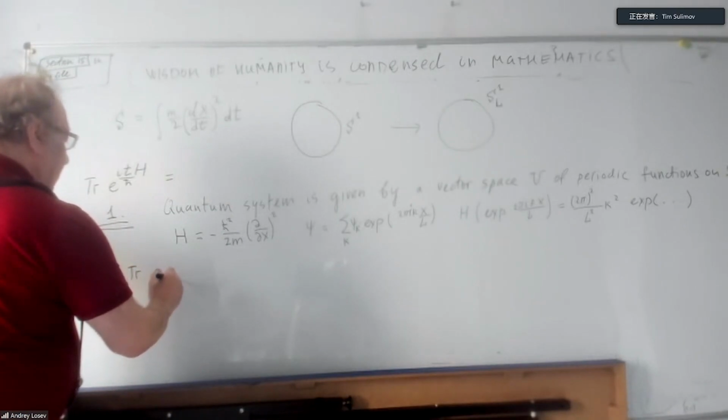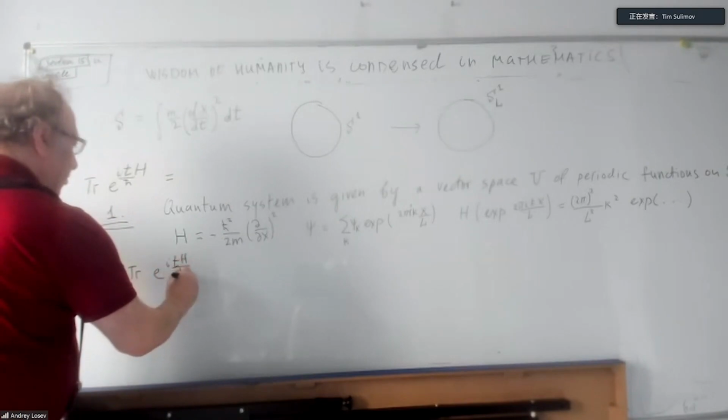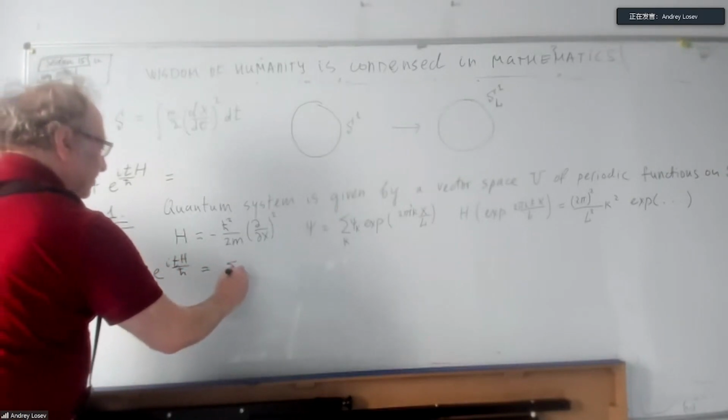What about h bars and m's? Are we keeping track of them? The trace is the sum of diagonal elements.